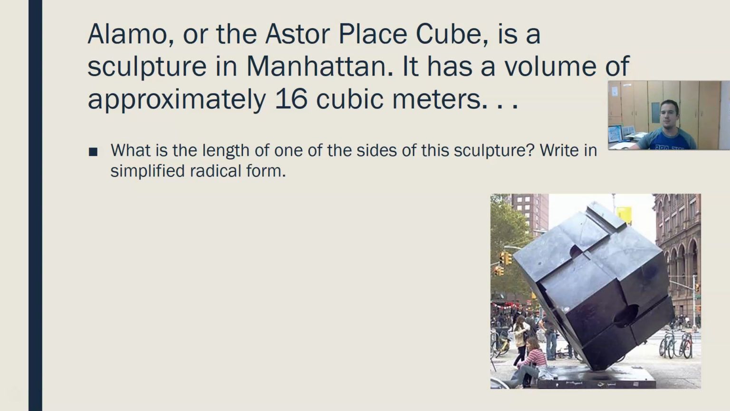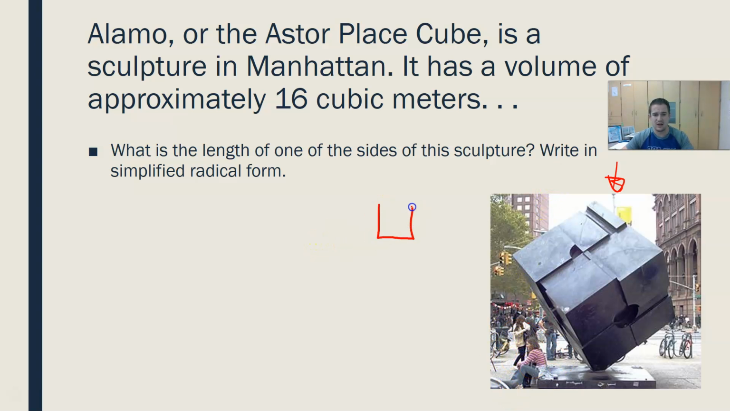So the Astor Place cube is a sculpture in Manhattan. This is in New York, on Manhattan Island. It has a volume of approximately 16 cubic meters. I mean, look how big this is in comparison to this lady here. It's a pretty big structure.